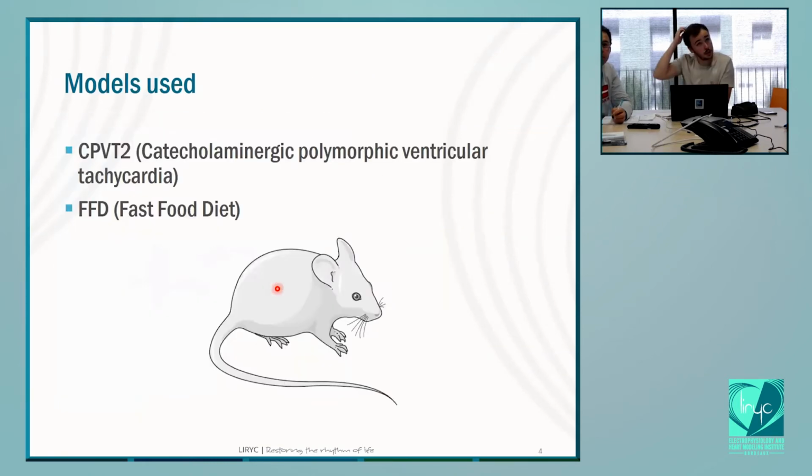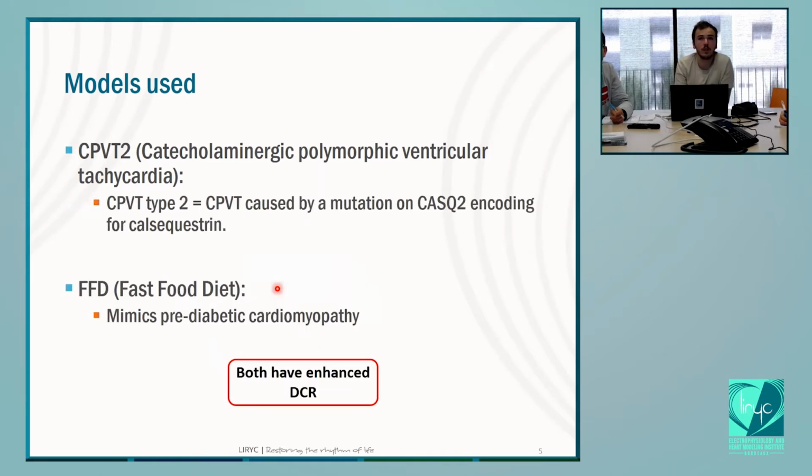And so in this study, they are going to focus on 2 models: the CPVT2, the catecholaminergic polymorphic ventricular tachycardia, and another model, the FFD, fast food diet mice. And why do they focus on those 2 models? It's because they both have enhanced DCR. DCR stands for diastolic calcium release. I will explain later what DCR is.